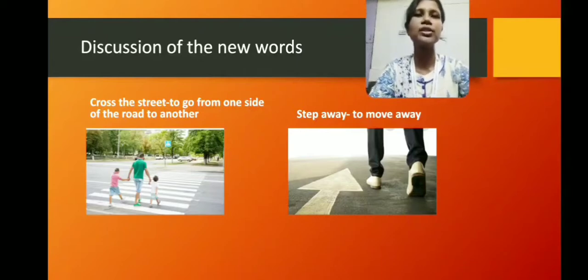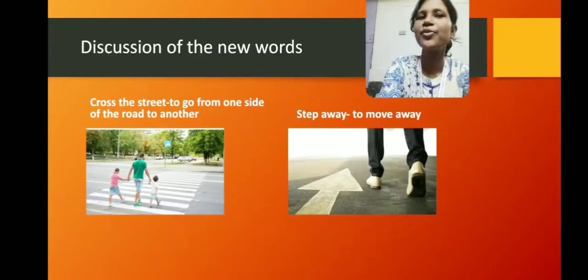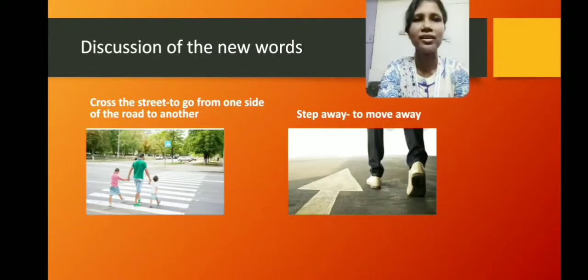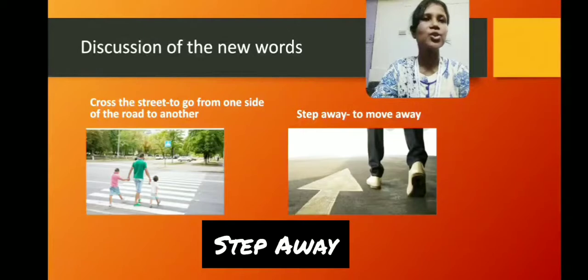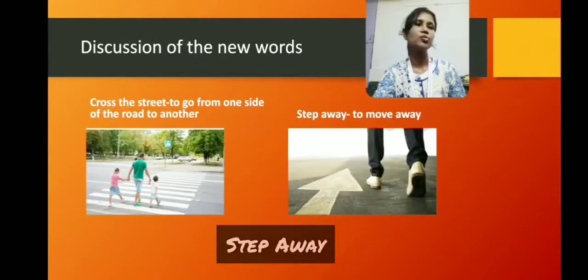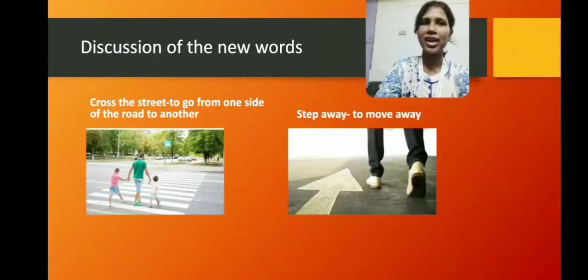The first word is cross the road. So, what is the meaning of crossing the road? That means to go from one side of the road to another. So, in this slide, you can see three people, two children with their father, moving from one side of the road to another. That means they are crossing the road. Now the next is step away, that is to move away. You can see a person is moving towards a direction.